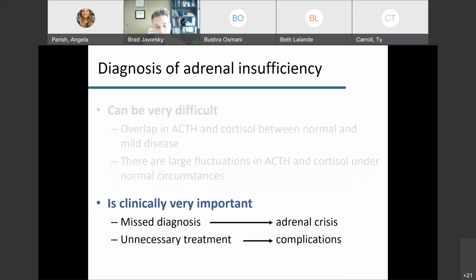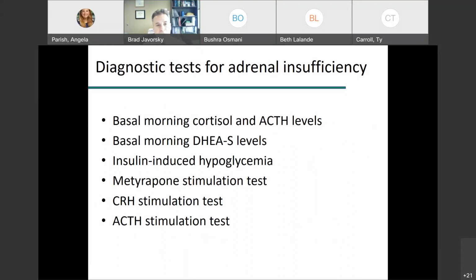Making the diagnosis, though, is very clinically important, because if you miss it, it can result in death from adrenal crisis. On the flip side, if you diagnose somebody with adrenal insufficiency who doesn't really have it, you can cause a lot of different complications by treating them with long-term glucocorticoids. So a number of different diagnostic tests have been used over the years. We use basal morning cortisol and ACTH levels, basal morning DHEAS levels, the insulin-induced hypoglycemia test, the metyrapone stimulation test, the CRH stimulation test, and of course the ACTH stimulation test, which is what we're going to spend most of our time talking about today.